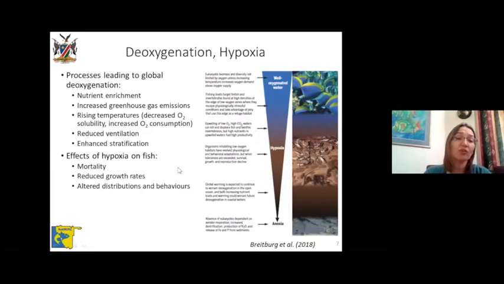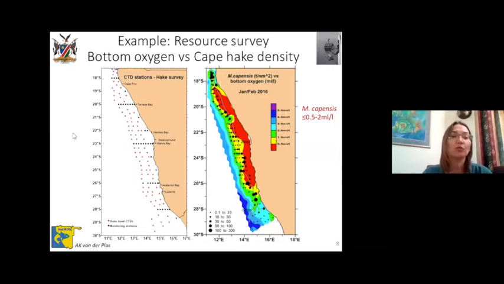Other effects of hypoxia on fish are that you see reduced growth rates. Hypoxia can also lead to altered distributions of the fish species and also altered behavior. For instance, that the fish lift off the bottom. Here I have an example why we do spatial monitoring, why we go out on our resource surveys. This is an example of the hake survey that we do. On the left, the map with stations and trawls. And this is the Merluccius capensis densities mapped with the low oxygen.